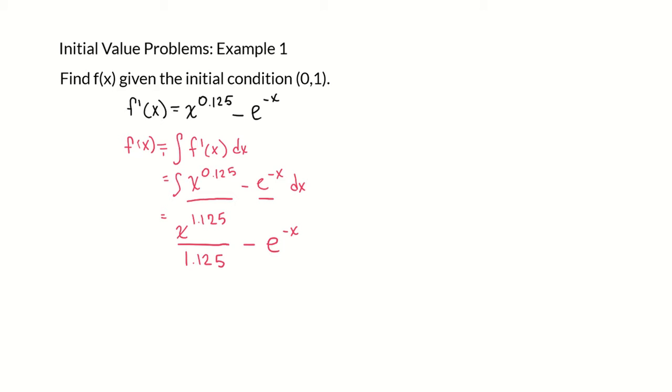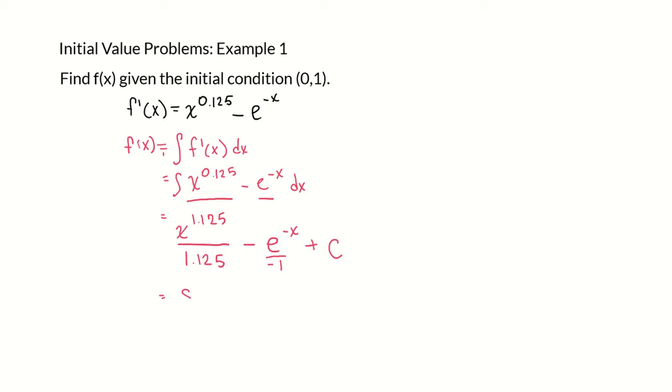But we need to think about reversing the chain rule. So if we were taking the derivative of e to the negative x, we'd end up multiplying by a negative 1 because of that negative sign. So we would divide this by a negative 1. And we add our constant here.